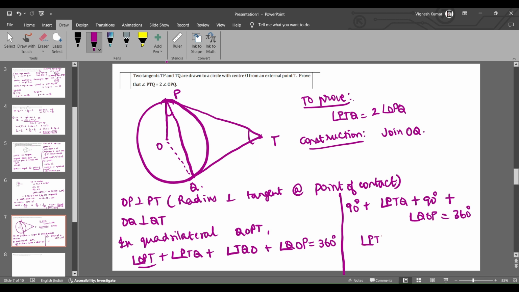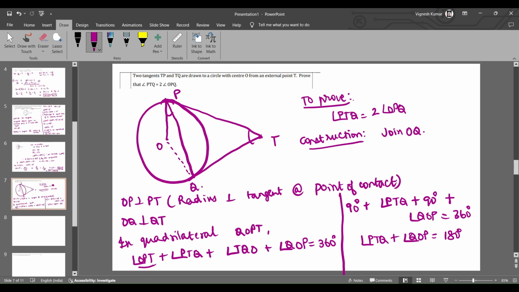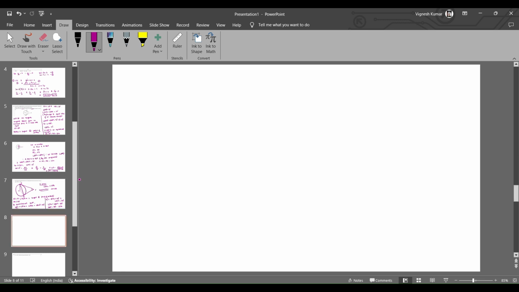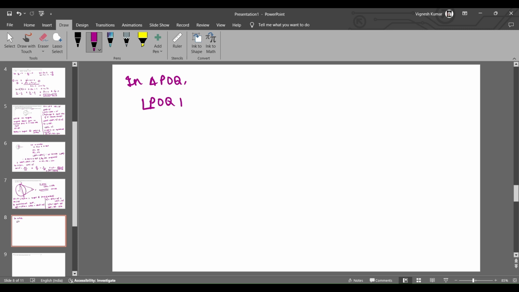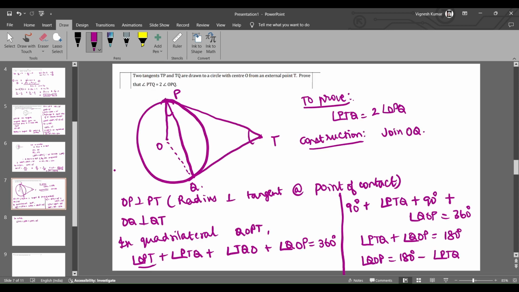So we get angle PTQ plus angle QOP is equal to 180 degrees from this above equation. From this we get angle QOP is equal to 180 degrees minus angle PTQ. Now if we consider the triangle POQ, in triangle POQ, angle POQ plus angle OPQ plus angle OQP is equal to 180 degrees. So instead of angle POQ or angle QOP, I can write 180 degrees minus angle PTQ.